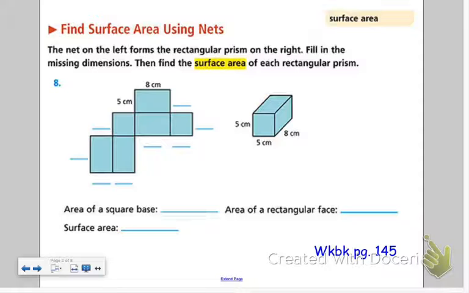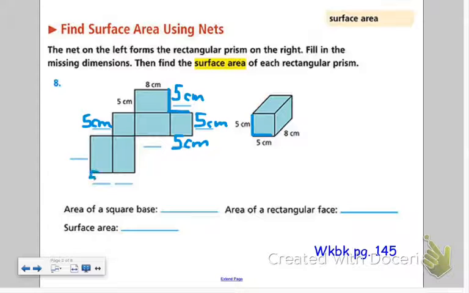First, what we have to do is fill in the missing dimensions. Do you notice how the squares are 5 by 5? That means wherever I see a square, I'm going to make sure that it has dimensions of 5 centimeters by 5 centimeters. Also, I know that this side of the rectangle is going to fold in with this side of the square, which means they must also be the same measurement. So this is 5 centimeters there as well.